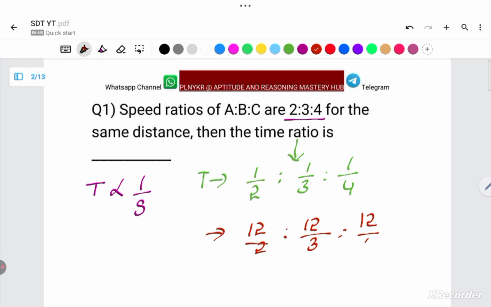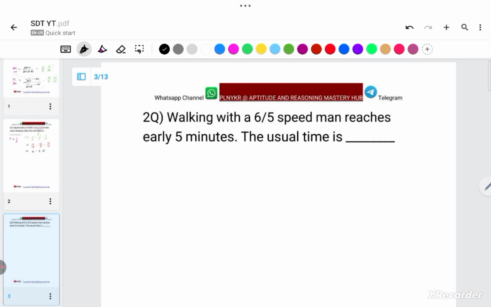12 by 4. So after getting cancellation, it will be 6 is to 4 is to 3. So our required time ratio is 6 is to 4 is to 3. If you have any queries, comment in the box. Moving to the next question.